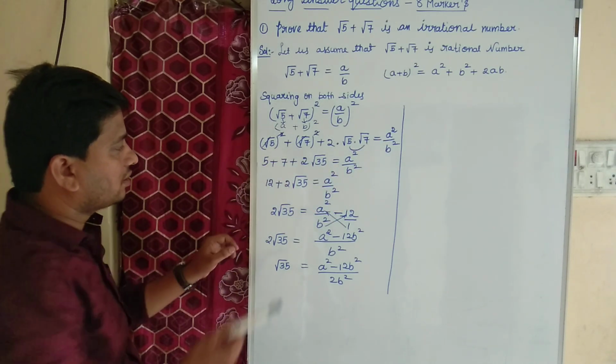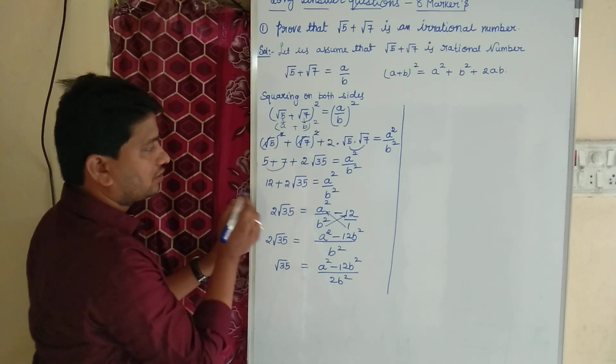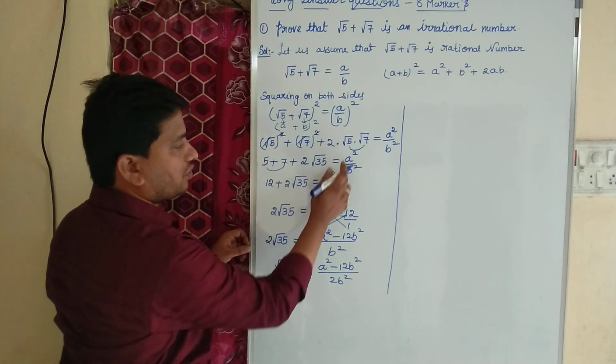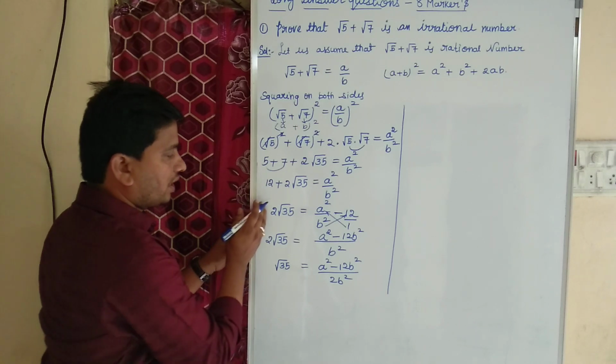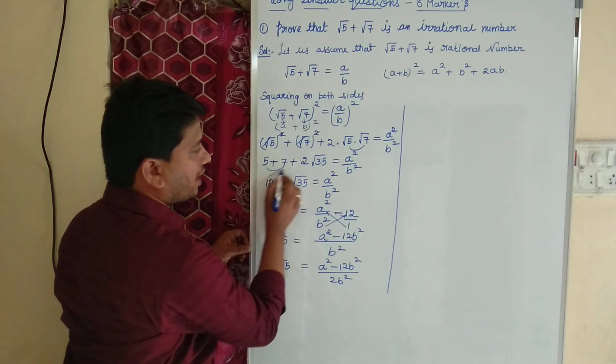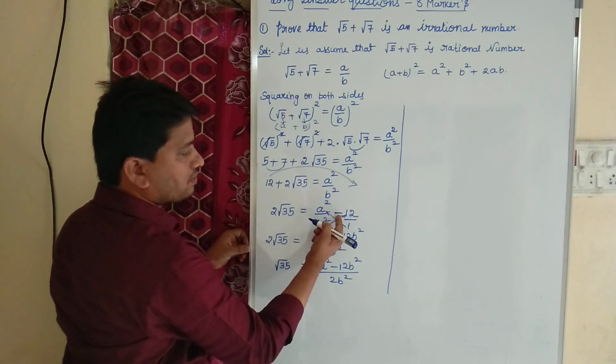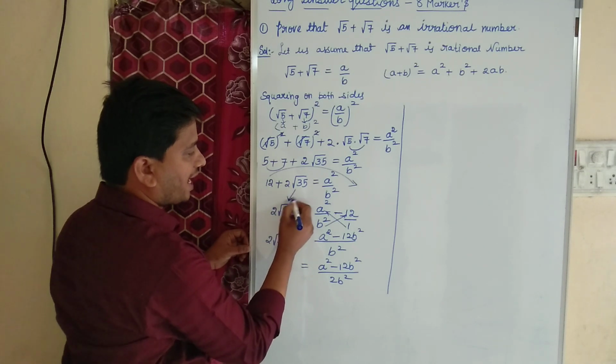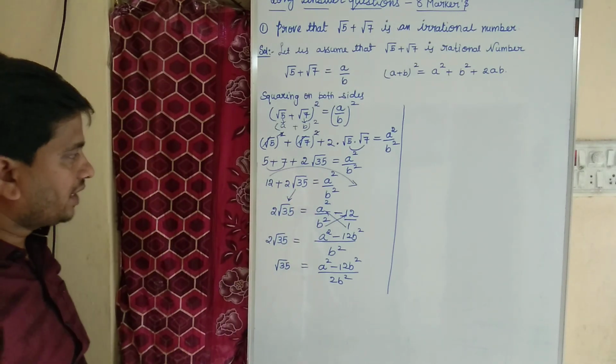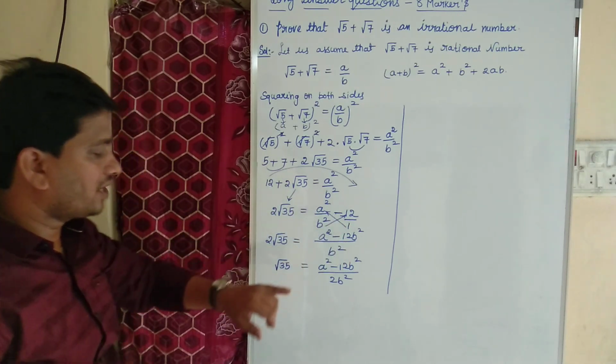5 plus 7, if you add this you will get 12, plus 2 root 35, equal to a square by b square. Now we are transposing plus 12. This 12 I transposed, it becomes minus 12. This 2 root 35 as it is. Nothing in the sense, I can write 1.